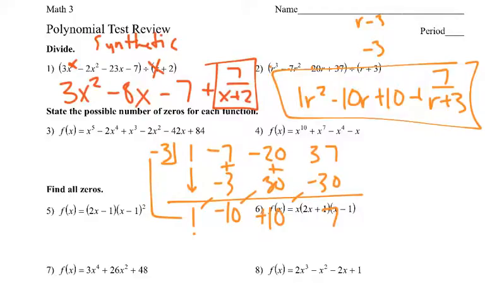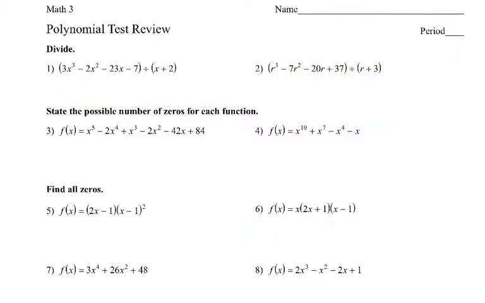Remember, we usually use it to help us with factors. Okay? Alright, number 3. Now number 3 just wants us to look at what the possible number of zeros or roots or x-intercepts are. Remember, we have that fundamental theorem of algebra, which is if you take the highest degree, which would be 5, that's how many zeros you have. So that's our answer. 5 zeros.